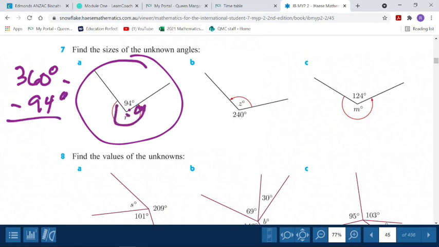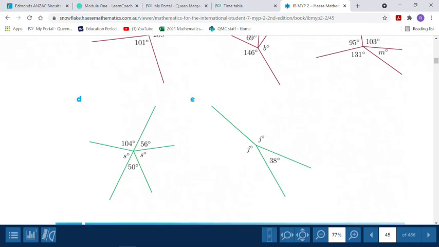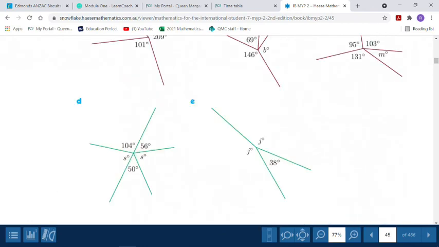Okay. So y'all got some studying to do. That's where we're going to stop. So all of these things make a full circle. So therefore I'm subtracting from what? 360.